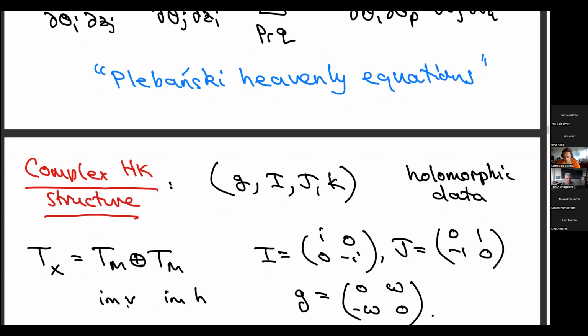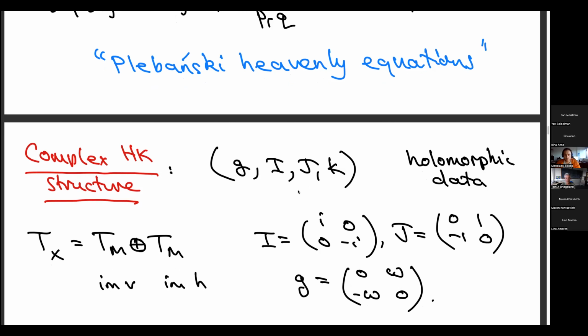So basically Tx is a sum of Tn plus Tn, or in other words, Tm tensor C2. And now we can just act on C2 with these various matrices, and this gives me the action of ijk and the metric. So it's a complex metric.